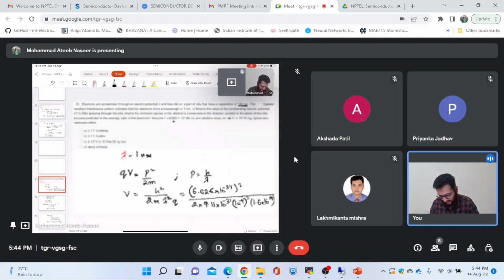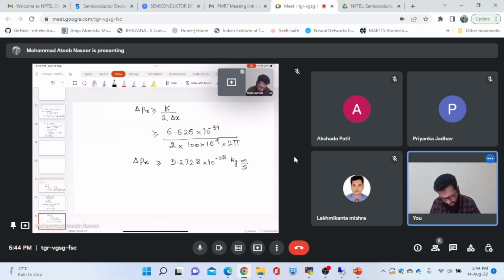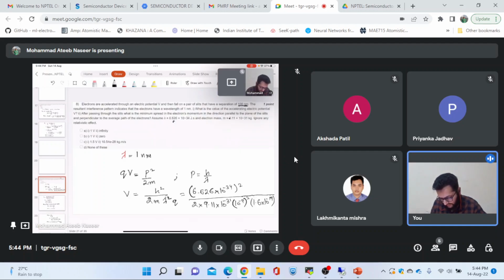So now let us see which option matches. It is 10.54. So we will be going with option D. It's simple because only the first part matched, that's the 1.5 volts, which was the required electric potential, and the second half, which stated the minimum spread in momentum, didn't match. So we are going with option D, which is none of these.